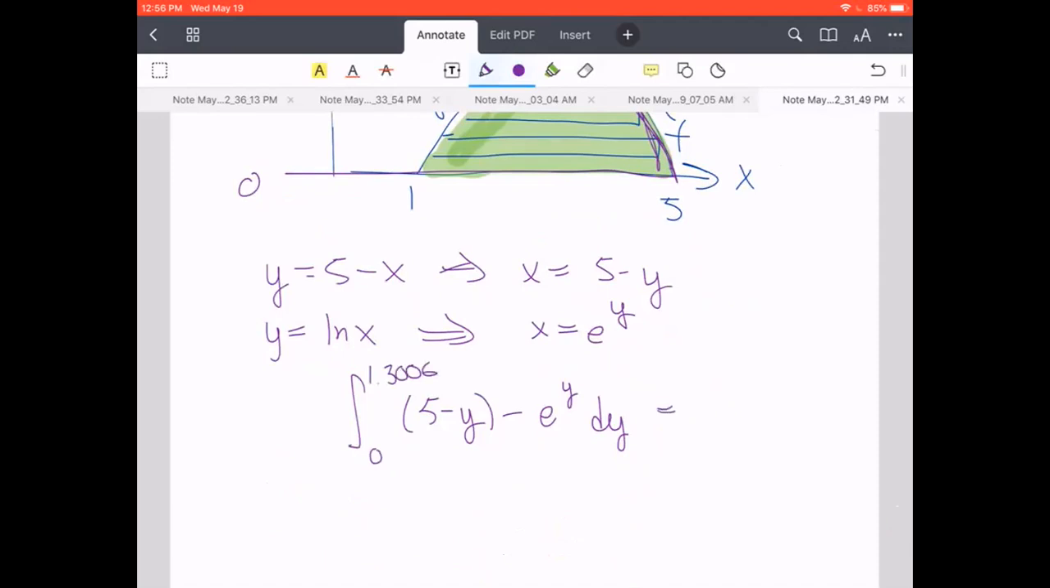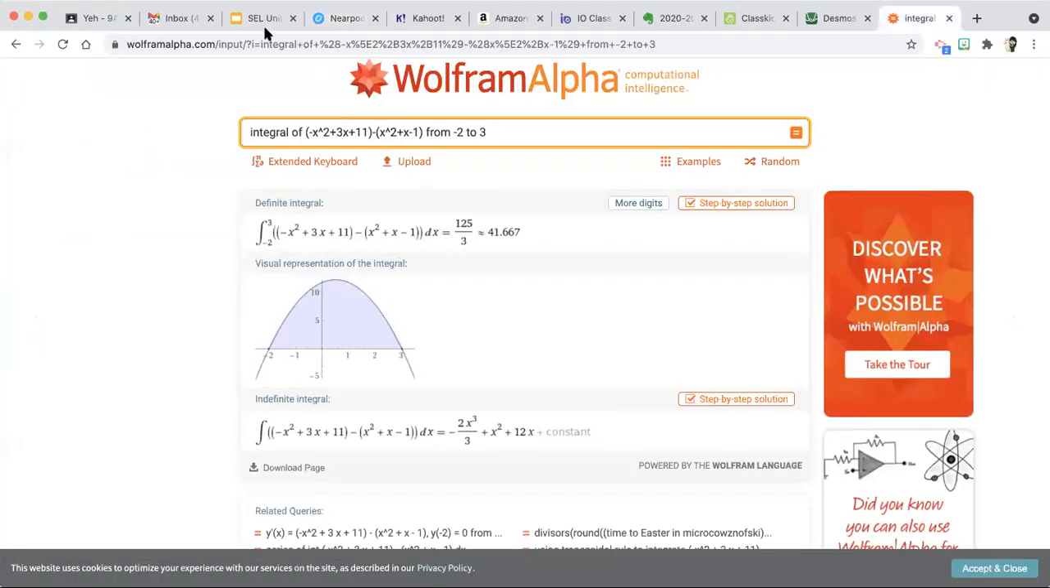Since everything's in terms of y, we use our boundaries as the y values. We plug this into Wolfram Alpha. Let me share my screen so you can see how I do that. So this was what I did for the previous integral. In Wolfram Alpha, I wrote integral of the first function in parentheses minus the second function in parentheses from -2 to 3, my boundaries. And notice that I just converted the y into an x because Wolfram Alpha is a little dumb and I don't think it can handle it if you did it in terms of y.